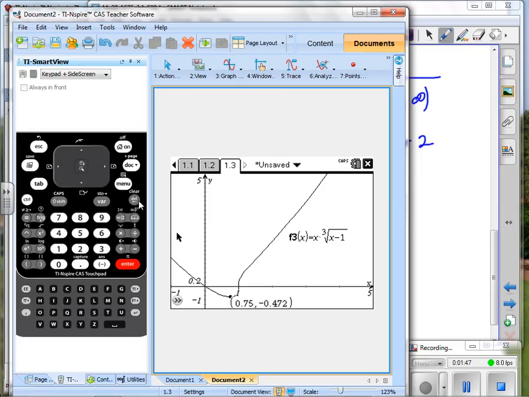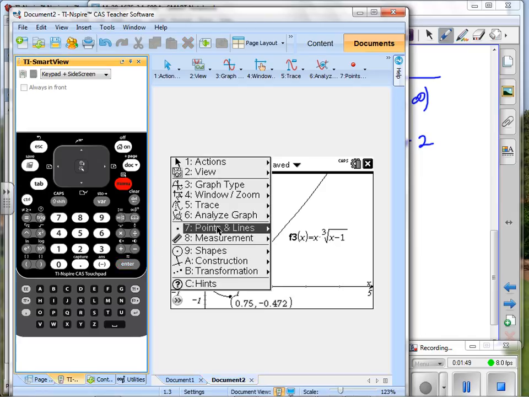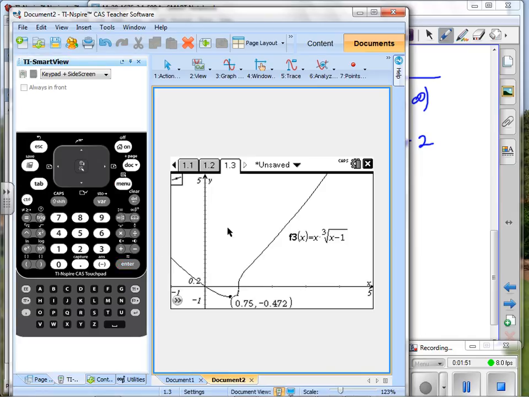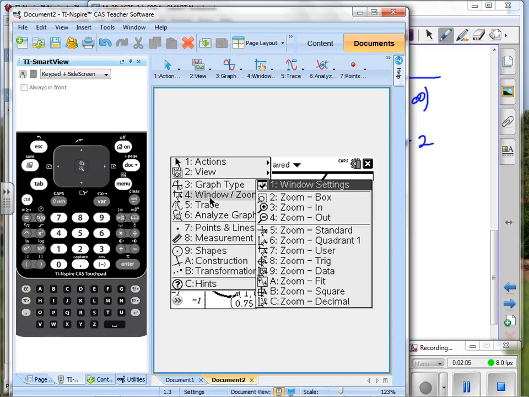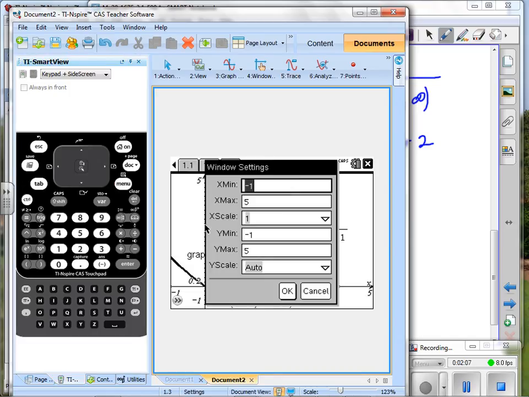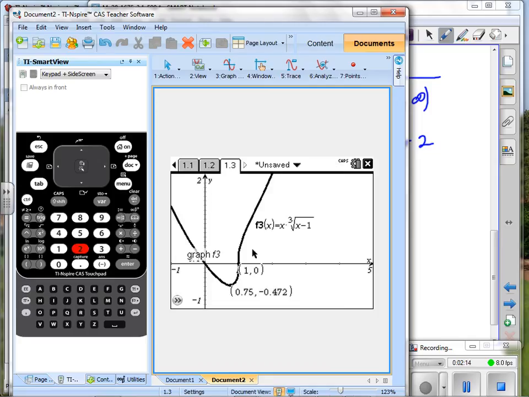We also need a point where? At 1. Let's see if we can get a point at 1. Okay, there's the point at 1. I'm going to change the window a little bit more so that I can maybe see a little more distinction in there. Okay, so there we go. There's our point.